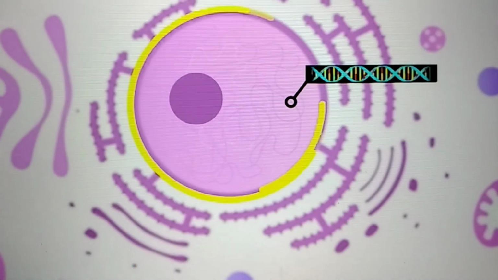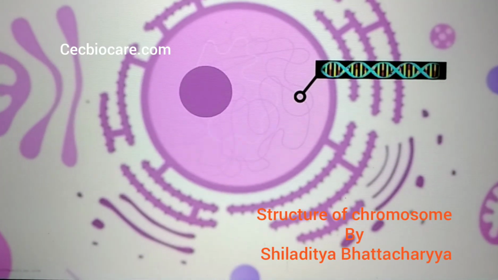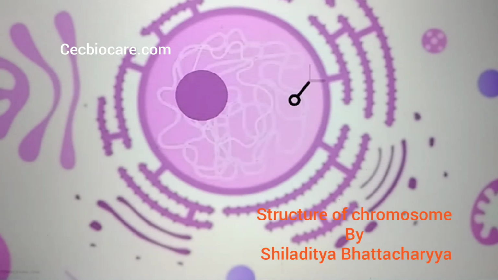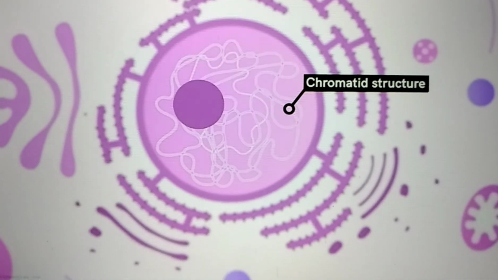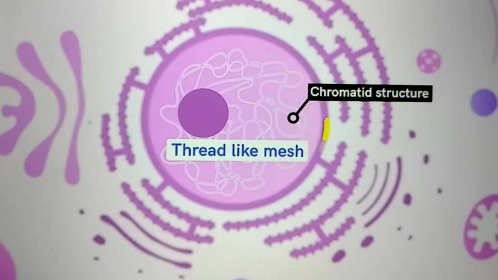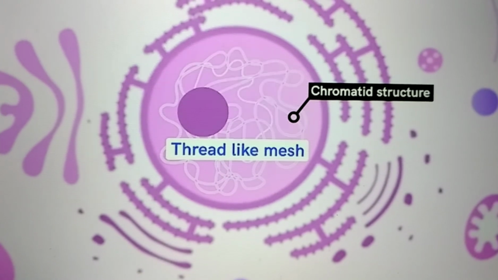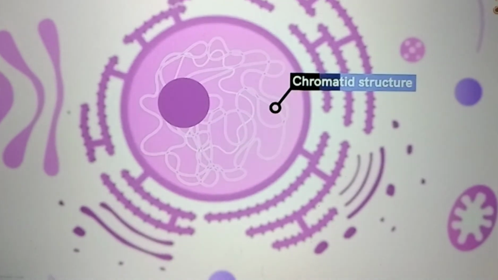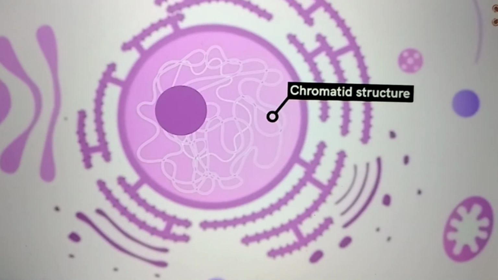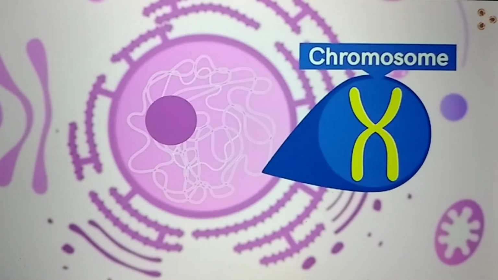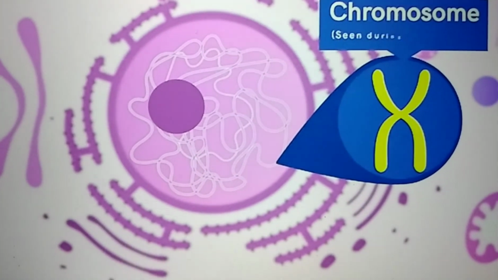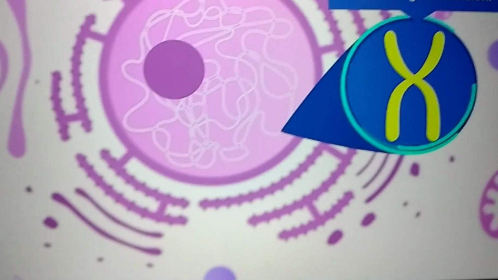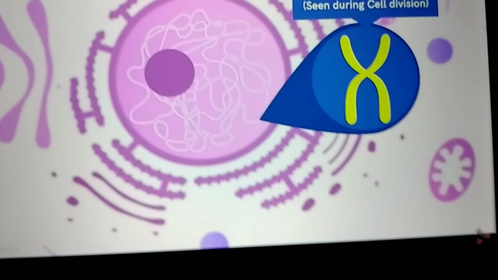Inside the tiny nucleus, this process of coiling gives rise to the chromatid structure. It's a thread-like mesh that we find in the nucleus of a metabolically active cell. The chromatids gain a typical classical structure which looks somewhat like this. It's seen during cell division. And these are nothing but the chromosomes.